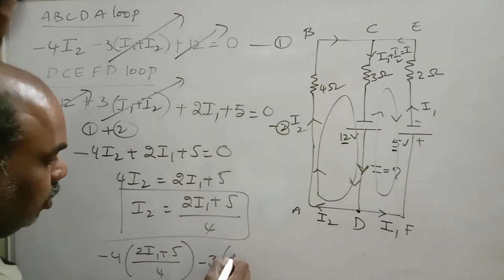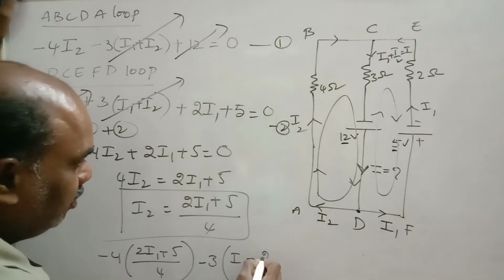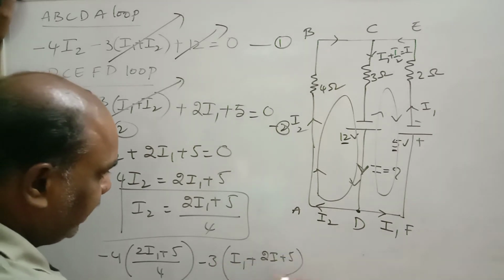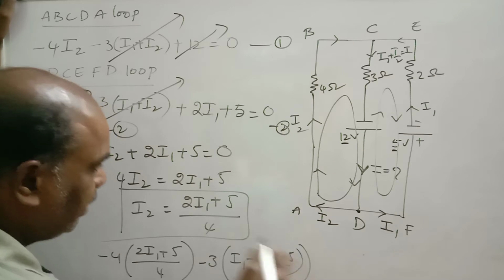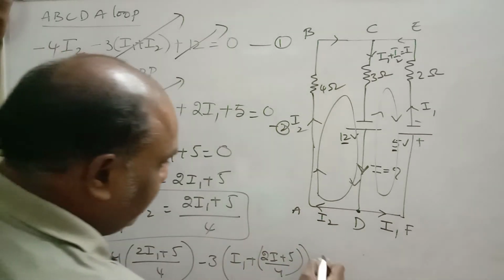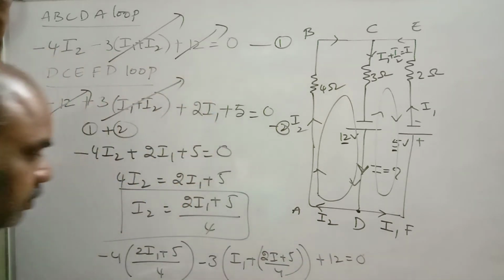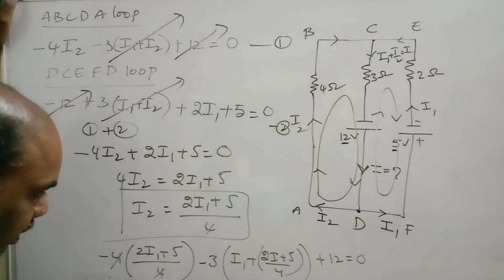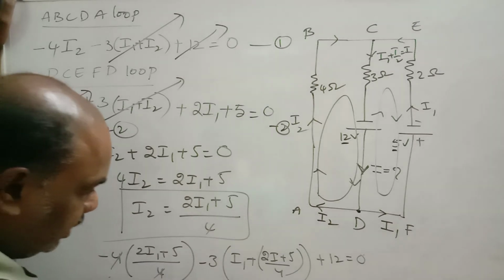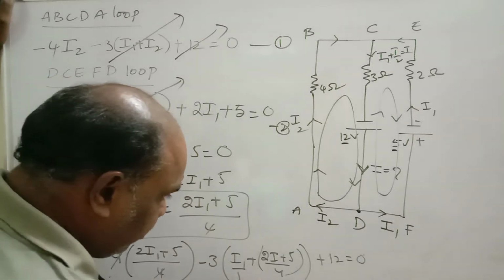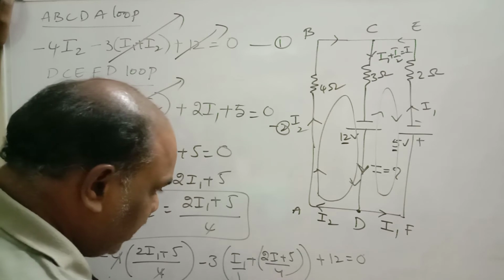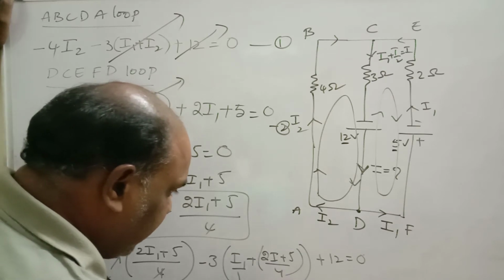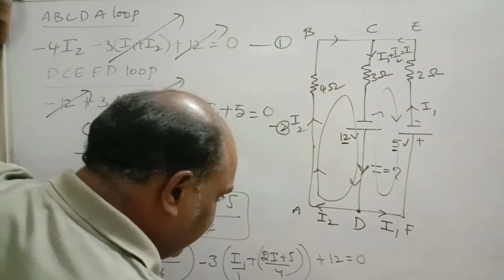Minus 3 into I1 plus I2 value, 2 I1 plus 5 by 4, whole bracket, plus 12 is equal to 0. So minus 4 cancels, minus into 2 I1, minus 2 I1 minus 5, minus 3 into, here LCM is 4, I1 plus 2 I1, 6 I1 plus 5, plus 12 is equal to 0.